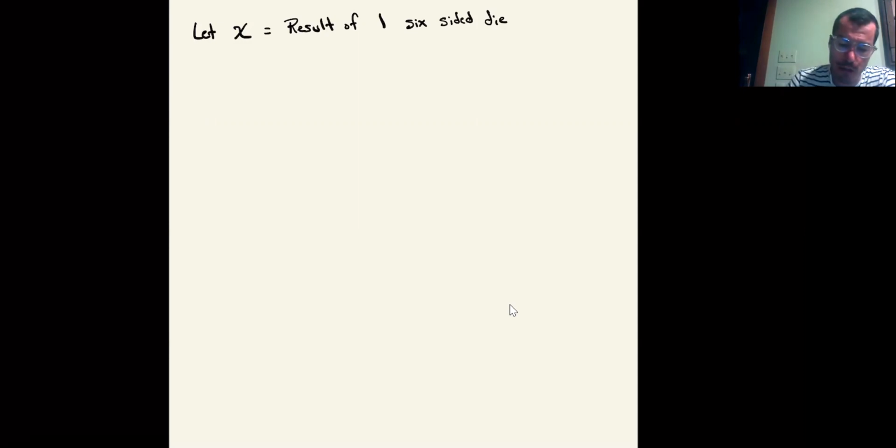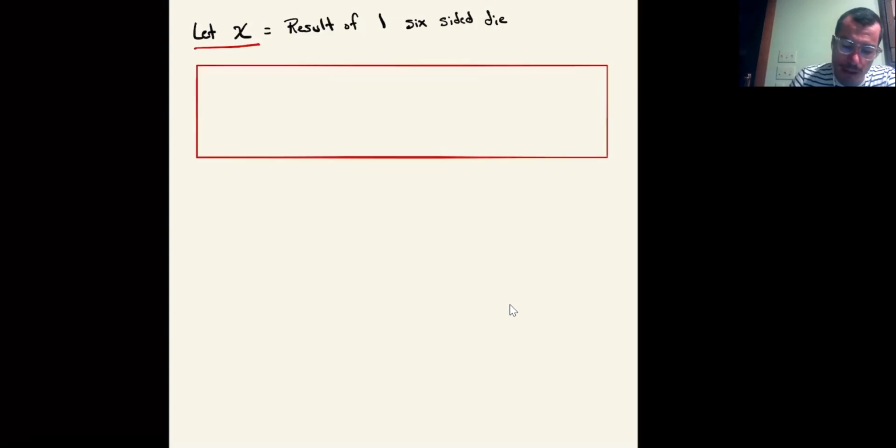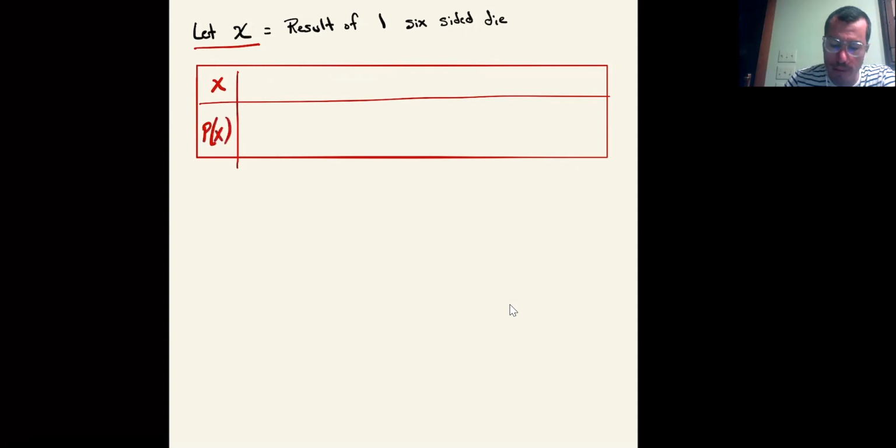So the first thing that I'm going to do is declare my variable. I'm just going to let x be the result of the six-sided die. Then I want to set up what's referred to as a probability distribution table. That's going to be broken up into two categories. The first row is where I'm going to have x, and the second row down below it is the probability of x happening.